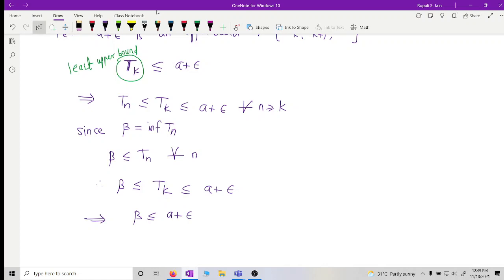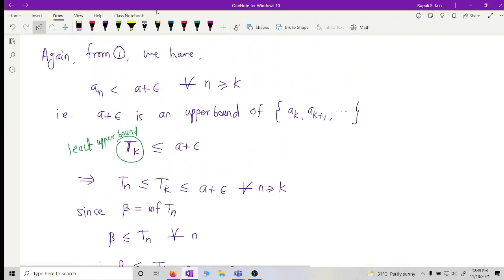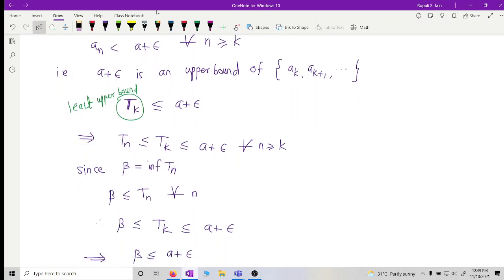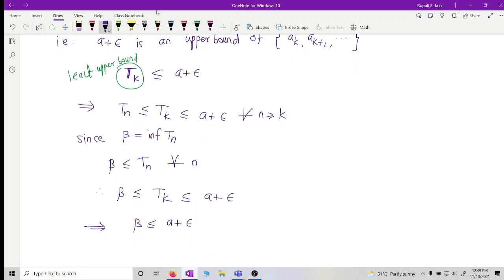So where is that alpha? This one. Give number 2 and number 3. This is 3. So what can I say about A minus epsilon? Therefore, A minus epsilon is less than alpha, less than or equal to beta, less than or equal to A plus epsilon.